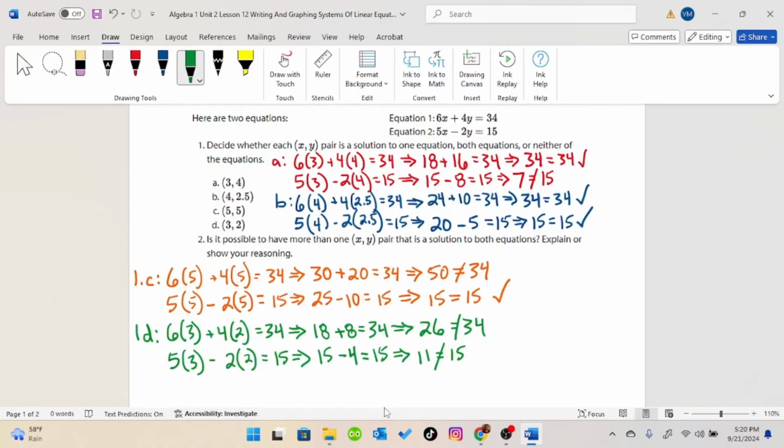Number 2. Is it possible to have more than one pair that is a solution to both equations? Explain or show your reasoning.